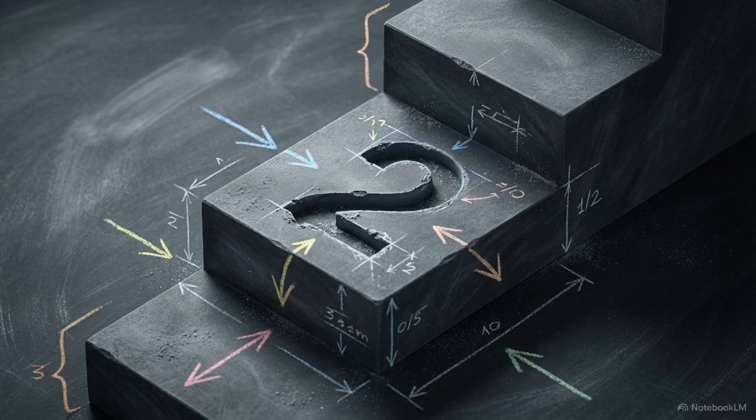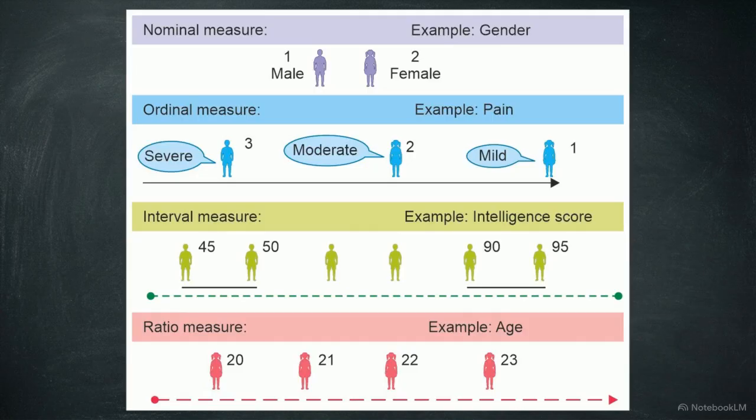The second step is ordinal data. It inherits the rigid categorization of nominal data, but it introduces a critical new property: rank. Looking closely at this ordinal measure section, you can see how variables are arranged in a clear ascending order of magnitude, moving from a mild 1 to a moderate 2 and up to a severe 3. But notice the limitation. We know severe is definitively worse than mild. What we do not know is exactly how much worse. The exact quantitative difference between the ranks is undefined.